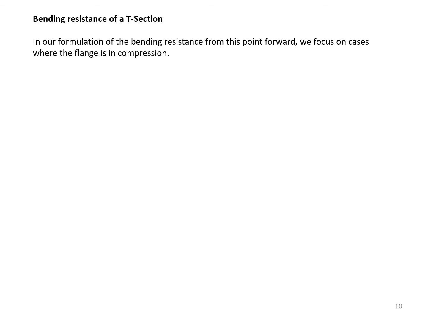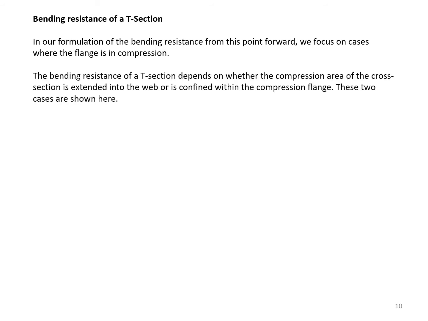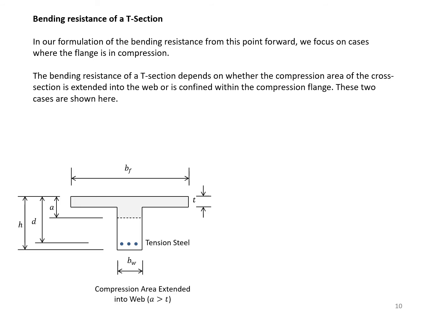Bending resistance of a T-section. In our formulation of the bending resistance, from this point forward, we focus on cases where the flange is in compression. The bending resistance of a T-section depends on whether the compression area of the cross-section is extended into the web or is confined within the compression flange. These two cases are shown in here.